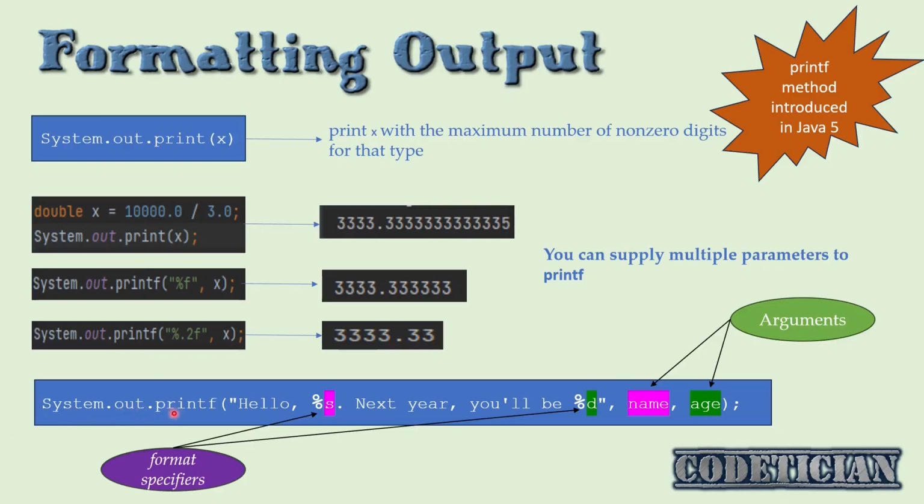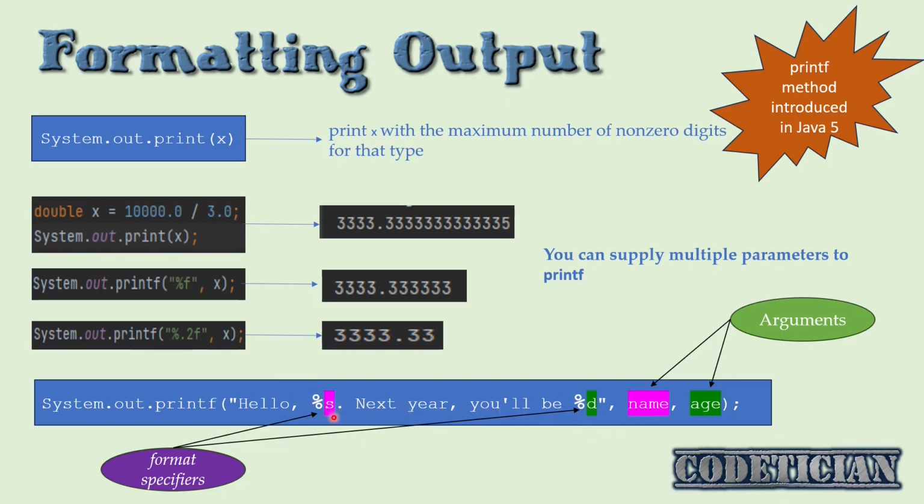Now you can supply multiple parameters to the printf statement. Consider this example System.out.printf. Here you can see that I'm using this percentage s and percentage d, which means I'm using two format specifiers here. And therefore I'm using two arguments, one name and the second one is age. And as I said, as soon as the percentage sign is encountered in a printf statement, it will expect an argument. As I'm using 2 percentage signs, I'm expecting 2 arguments there.